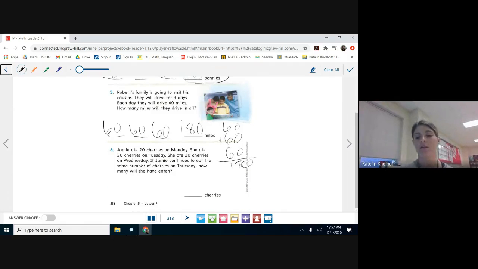Okay, let's go on to number 6, our last problem we're going to do together. Jamie ate 20 cherries on Monday. She ate 20 cherries on Tuesday. And she ate 20 cherries on Wednesday. If Jamie continues to eat the same number of cherries on Thursday, how many will she have eaten? So we need to think, how many will she eat on Thursday? Well, she ate 20 on Monday, Tuesday, and Wednesday. So she's going to eat 20 on Thursday. Now we need to add those 4 20s together to find out how many she's eaten in all.